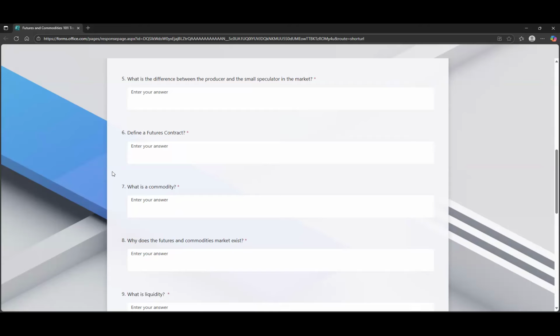So, a futures contract is an agreement between two individuals where one person agrees to buy a certain commodity at a certain price to be delivered at a certain time, and the seller agrees to sell that commodity at a certain price at a certain date to be delivered at a certain time. All right? Outstanding. Very good, Thor. So, what is a commodity?